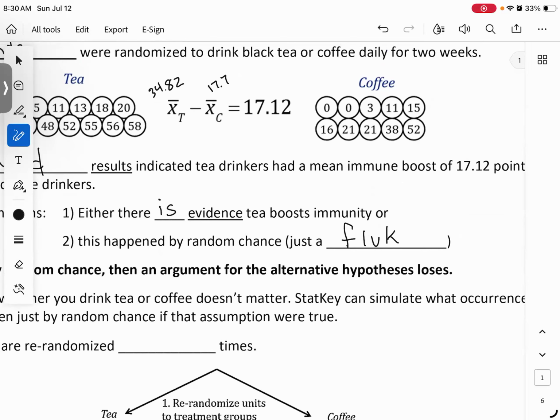And so a lot of textbooks will use this, that maybe it just happened by random chance. But I want to throw in there the idea of it being a fluke as being sort of a more elementary way of describing what happened.